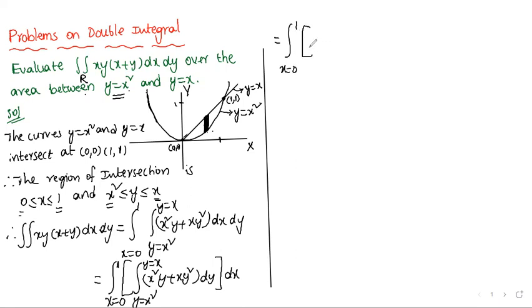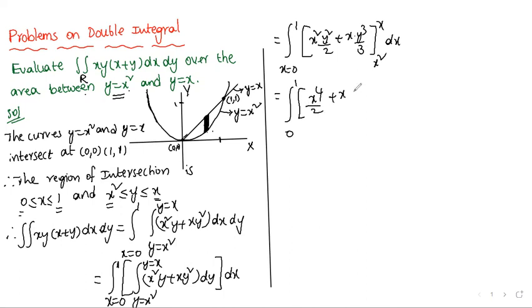So x square is constant, so we get y square by 2 plus x into y cube by 3, with limits x square to x, into dx, integral 0 to 1. First we substitute the upper limit, then the lower limit. Putting y equal to x, we get x square into x square by 2, that is x power 4 by 2, plus x into x cube, that is x power 4 by 3. Bases are equal, so the powers must be added.